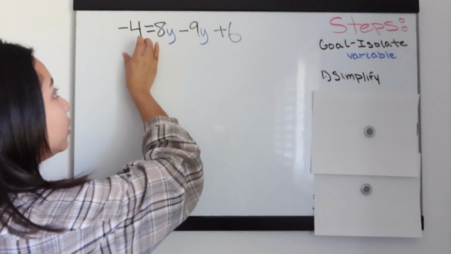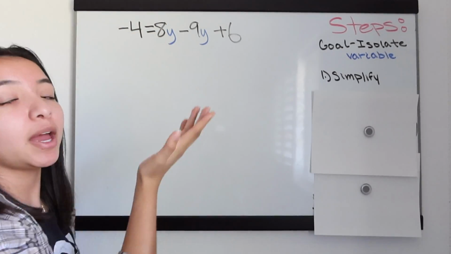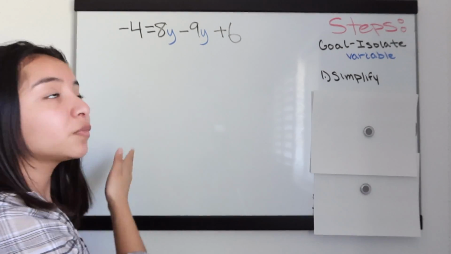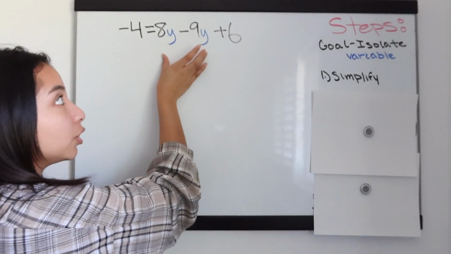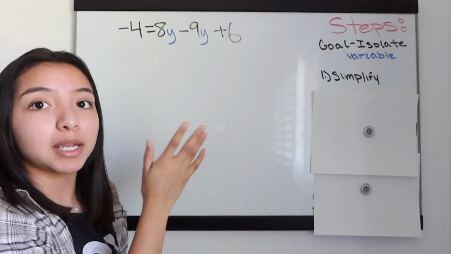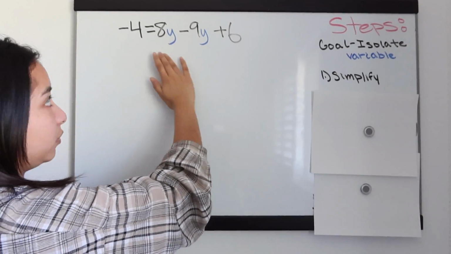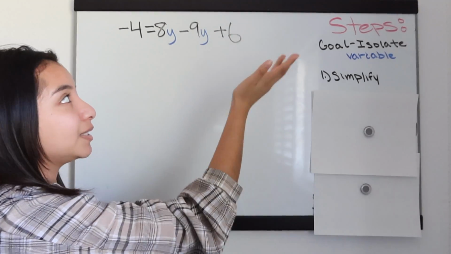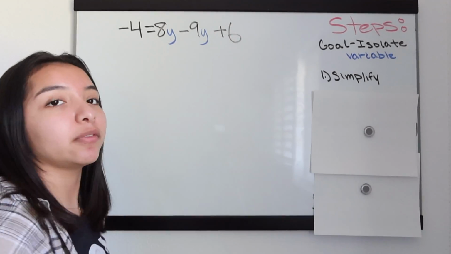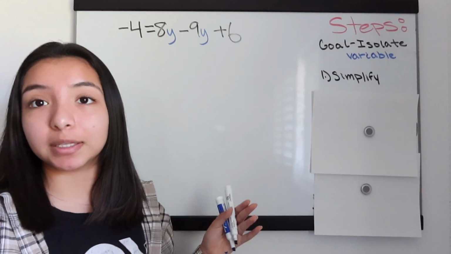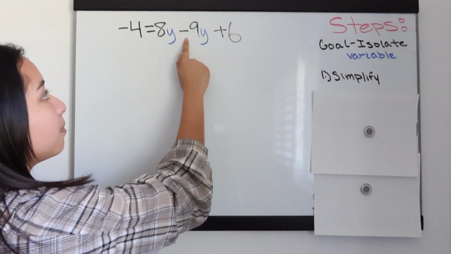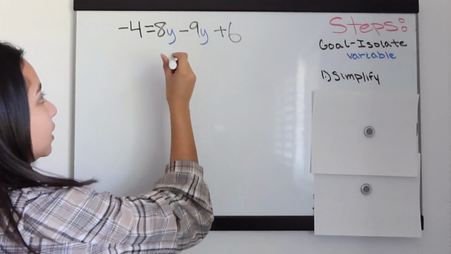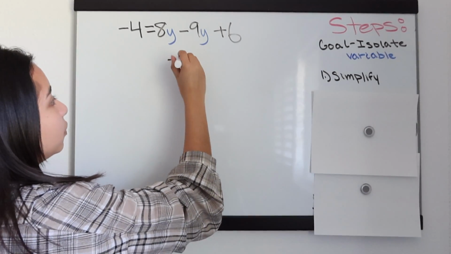So on this side of the equation, there's nothing to simplify. It is just negative 4. On the other side, we have to combine like terms, which would be the terms with the same variables. And those variables would be y. You can't combine 6 into this because it doesn't have a variable. It's just an integer by itself. So we're going to combine 8y minus 9y, which is negative 1.